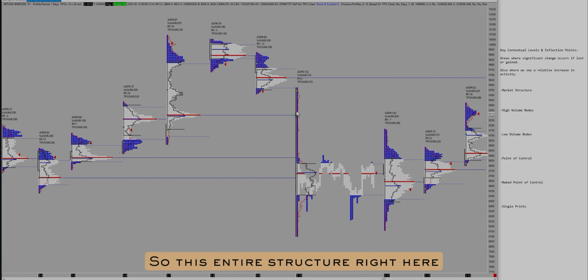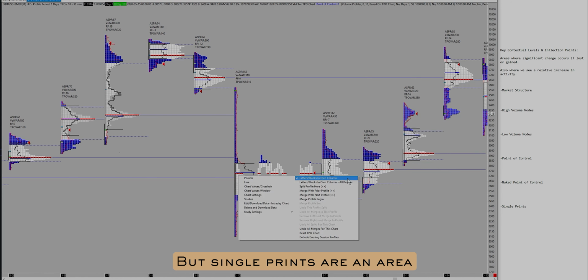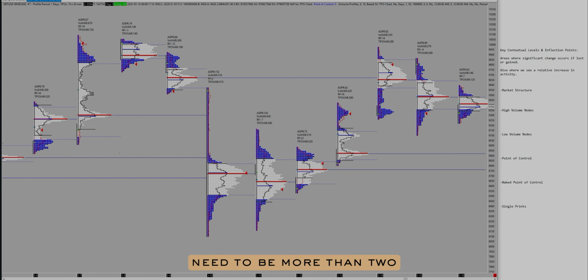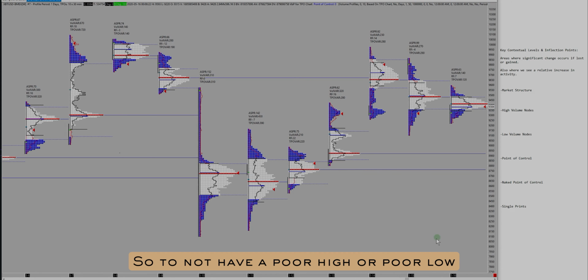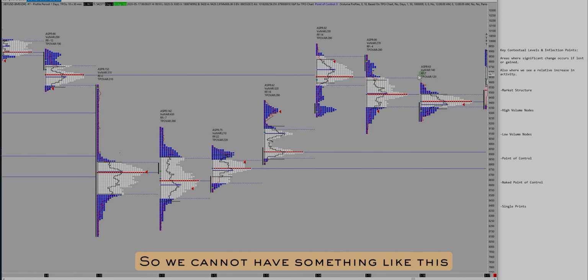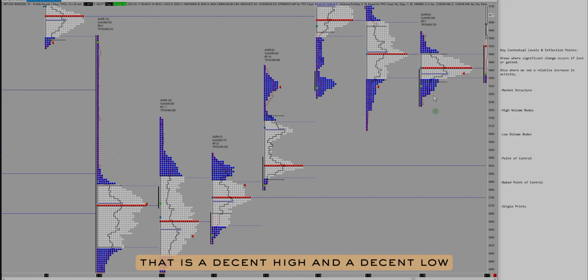So this entire structure right here, this initial balance occurred throughout this first candle. But single prints are an area where we have only one column of TPOs. And single prints need to be more than two if we're going to consider it a tail at the extreme. So to not have a poor high or poor low, we need more than two TPOs. So we cannot have something like this, where, rather, that's not a single, that is a decent high and a decent low.